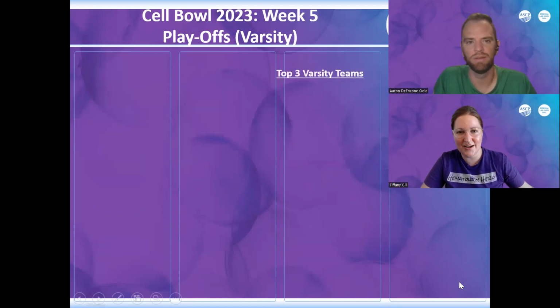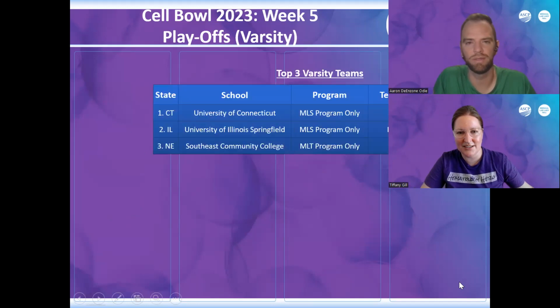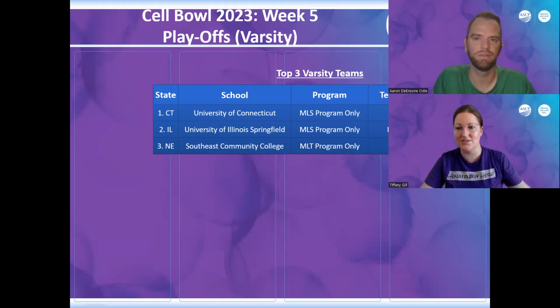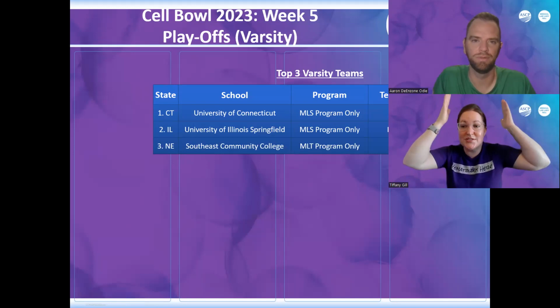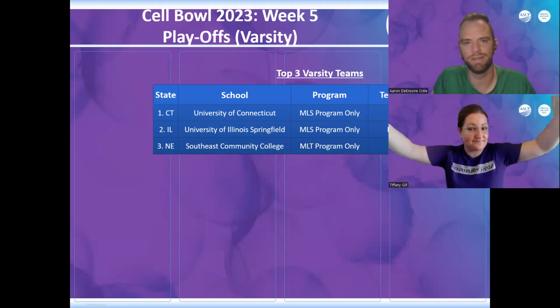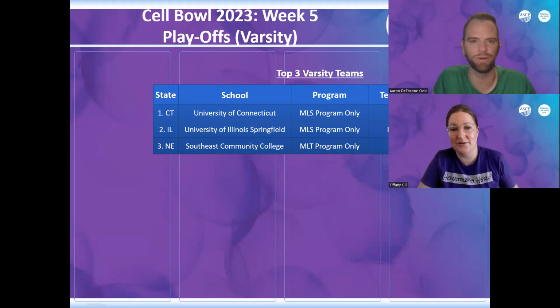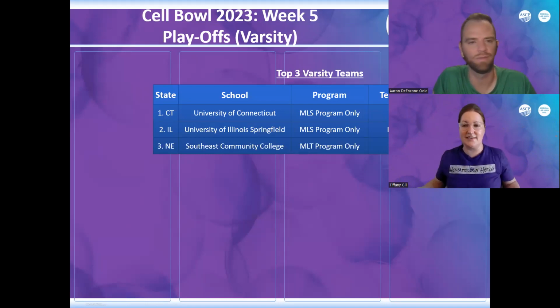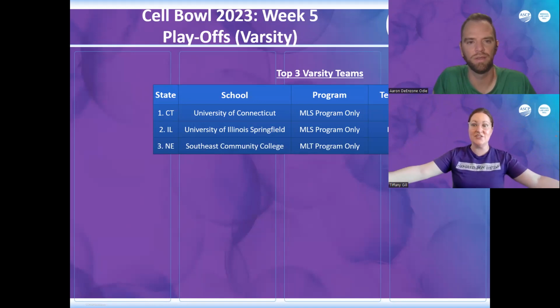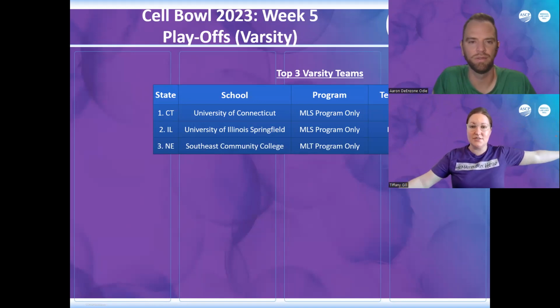Okay, let's see the breakdown now. This is who's going into the semifinals, heading towards the Super Cell Bowl. We don't know who it's going to be: UConn, University of Illinois Springfield, or Southeast Community College. It could even be that they don't put their play in for the week, and that can just send them home, off the field.